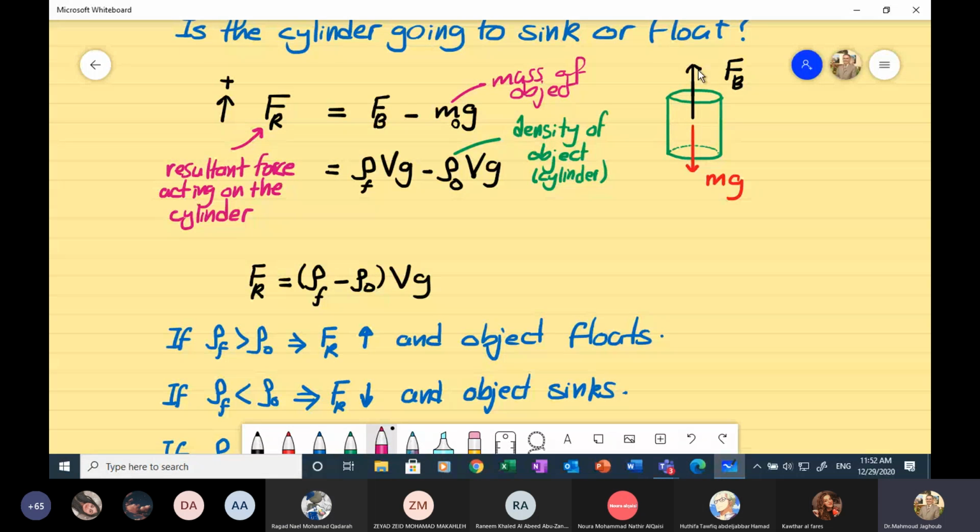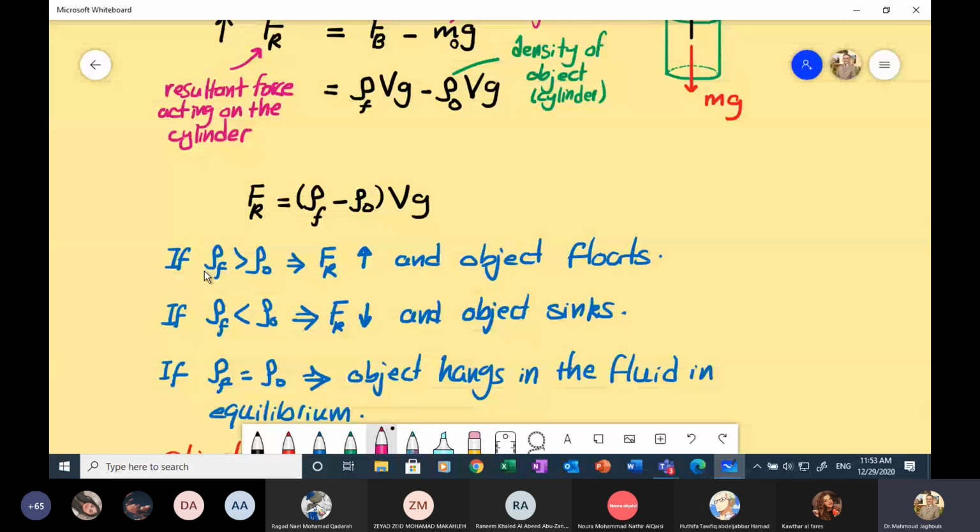Therefore plastic has a smaller density than water, so it floats. Polystyrene has a density smaller than that of water, it also floats. But iron, does it have a density smaller than water or larger than water? Larger than water. For iron, rho object is greater than rho fluid. So rho fluid minus rho object is negative. Negative means it acts downwards, and so it sinks.